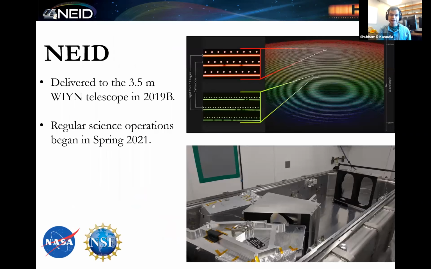And then the next instrument I mentioned I worked on was NEID, which is an optical instrument. It was delivered to the 3.5 meter WIYN telescope down at Kitt Peak in 2019. And then we had to wait a year because of the pandemic shutting everything down. But we recently resumed science operations, and it just passed its readiness review from NASA. And now it's basically on sky and ready for public use.